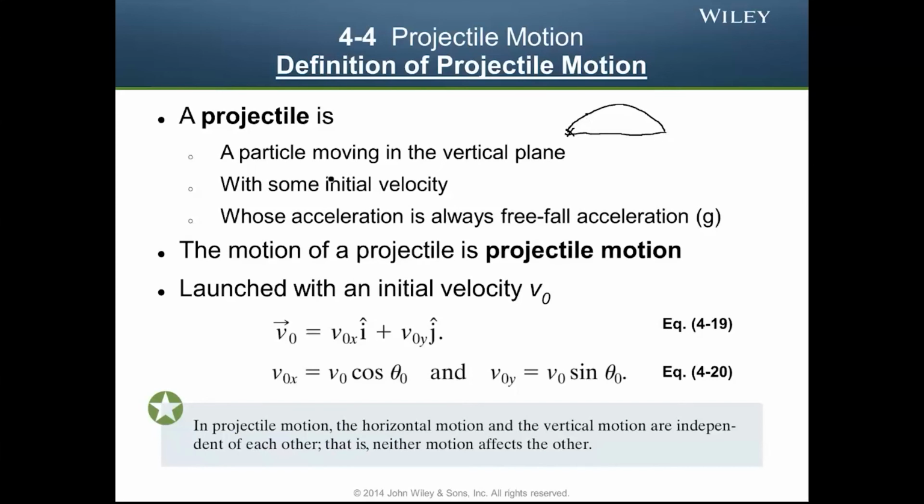So when we define this, it's a particle moving in the vertical plane, right? So a particle has to be moving up and down. It has some initial velocity, like I said, that should be baked into the story, whether football player, baseball player, cannon, etc. The acceleration then is always the free fall acceleration of g. So constantly, no matter where we look at this, g is pulling down on it, right? Here, g is pulling down. Here, g is pulling down.